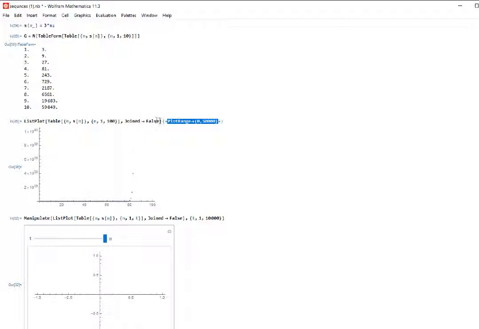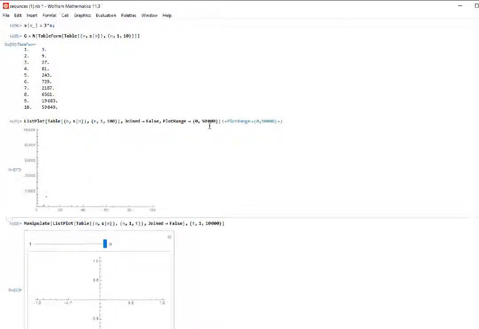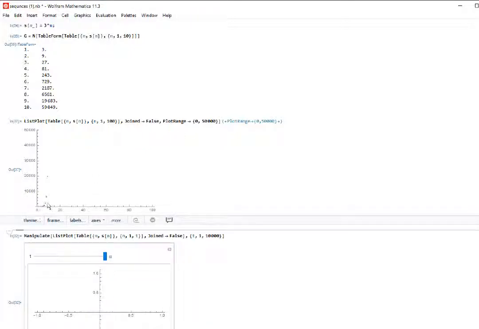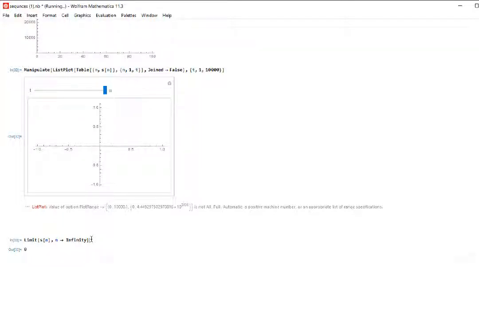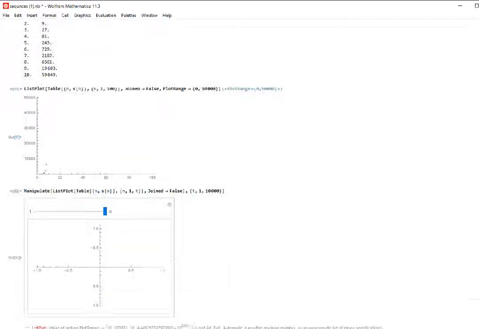So let's change the plot range, okay? Let's change it from 0 to 50,000. Now you can see, look at the behavior. It's an exponential behavior, right? The values of this sequence are exponentially increasing. So it's not going to approach something. Let's look at the limit here. The limit is infinity. Okay. So this is a divergent sequence.